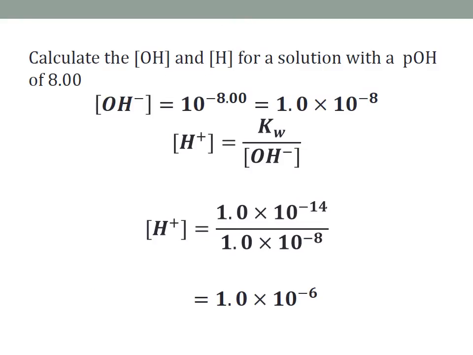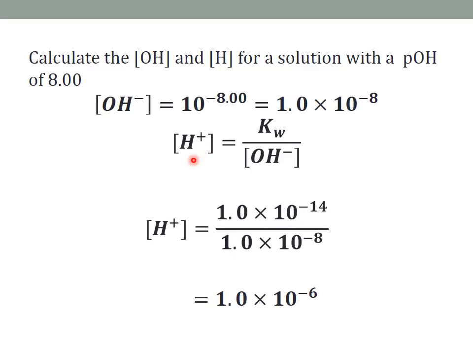Now, if we want to do another calculation, here we're given the pOH and we want to calculate the hydroxide ion concentration and the hydronium ion concentration. So we're given pOH. The first thing we need to do is calculate our hydroxide ion concentration. We take 10 and raise it to the negative pOH. That gives us 1.0 times 10 to the negative 8. So that's our first answer here, our hydroxide ion concentration.